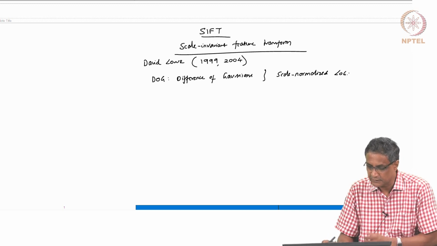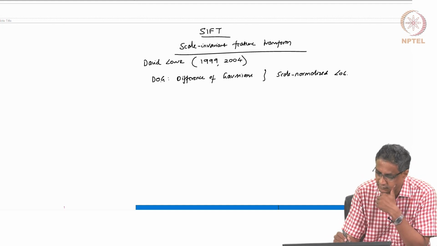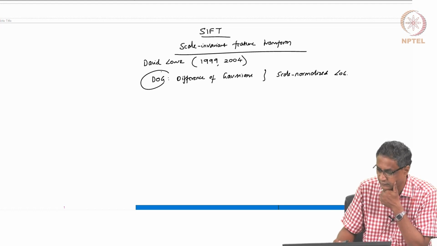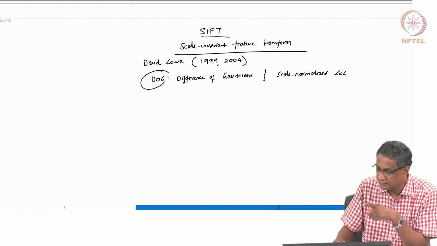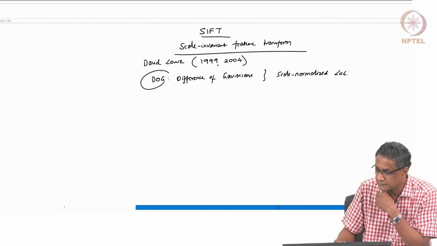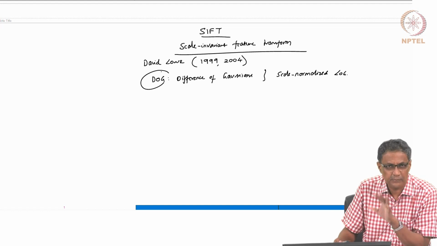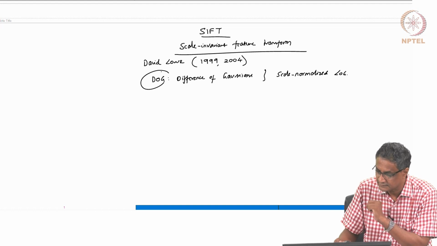It turns out that the advantage is that DoG is far easier to implement. It just requires two Gaussians with different sigmas. A lot easier to implement than an actual LoG. There is an approximation there, but still in practice it works very well. We will see what that is.